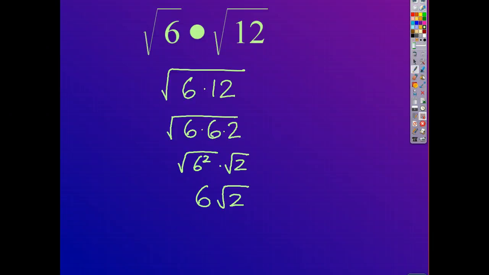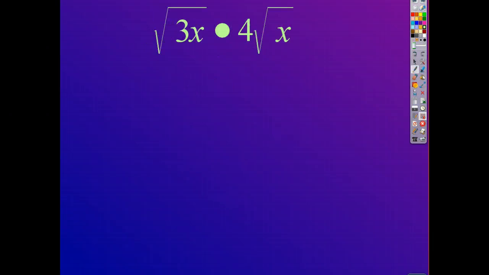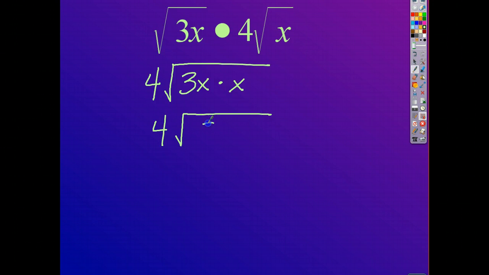Do another one here. We got 3x times 4 times x. Now, anything underneath the radical we can multiply. Anything on the outside of the radical you can multiply. But you can only multiply things on the outside with other things on the outside, and only things underneath the radical with other things underneath the radical. Okay? So this is going to become 4 times the square root of 3x times x. Okay? So that's 4 times the square root of 3x squared.